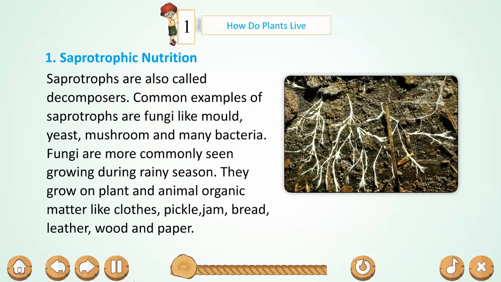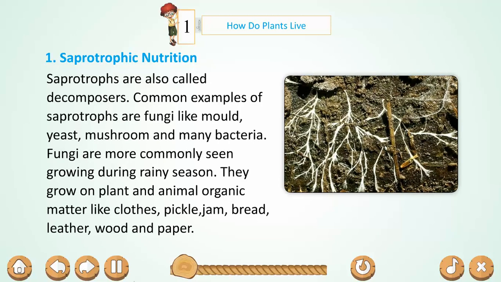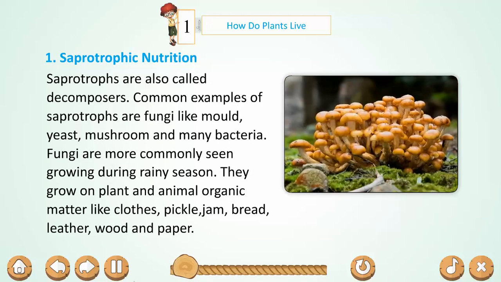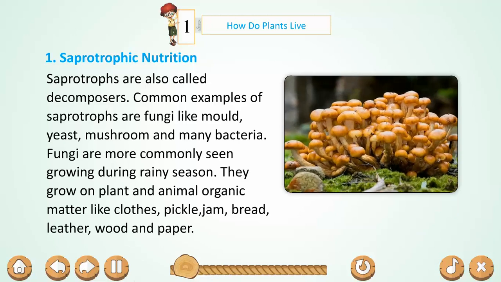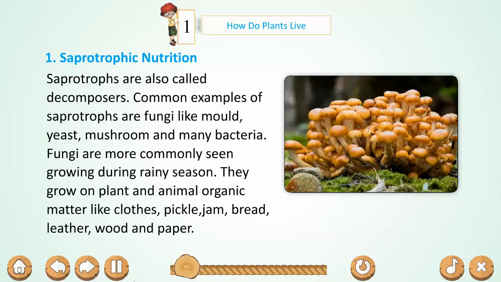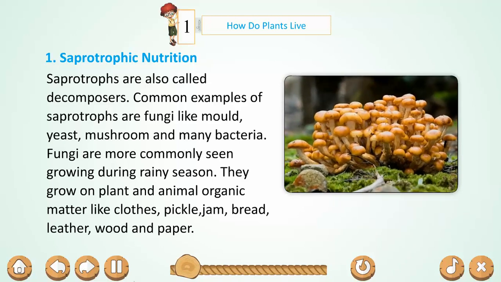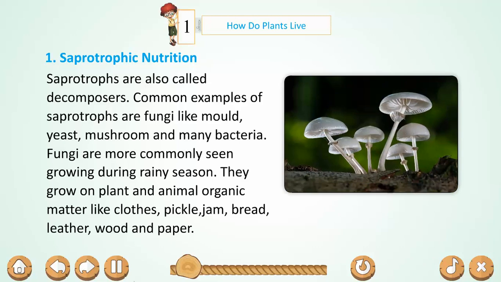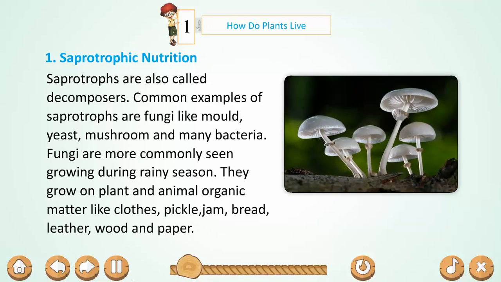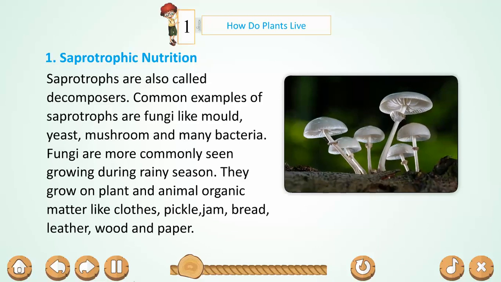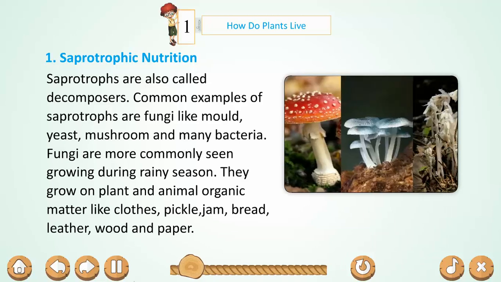Saprotrophs are also called decomposers. Common examples of saprotrophs are fungi like mold, yeast, mushroom and many bacteria. Fungi are more commonly seen growing during the rainy season. They grow on plant and animal organic matter like cloth, pickle, jam, bread, leather, wood and paper.